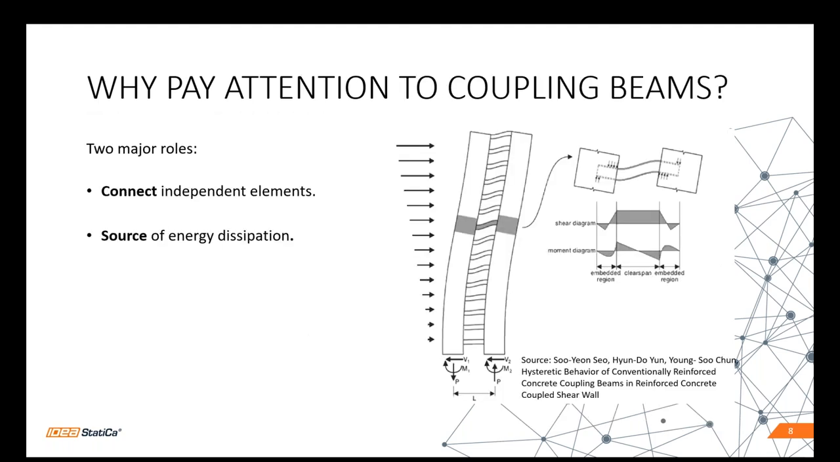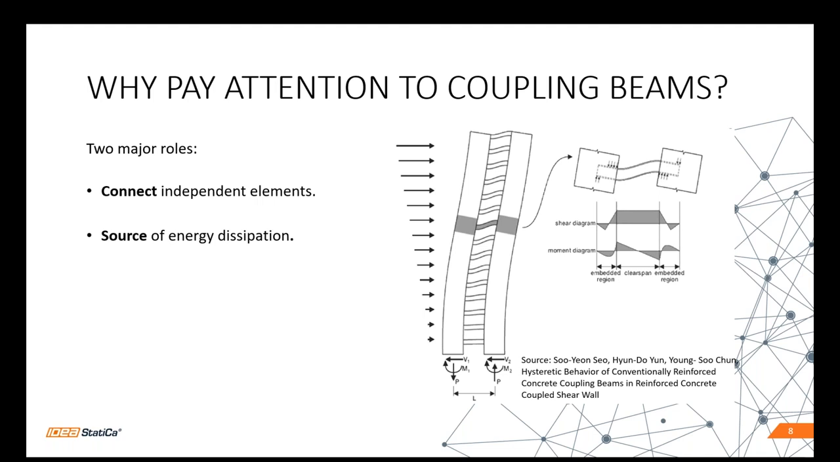And why should we pay attention to coupling beams? Because they have two major roles. The first major role is that they connect independent elements. If we do not have a model with coupling beams included, then the shear wall will be divided into two separate shear walls, and they will act independently. So the first shear wall will transfer the majority of the horizontal load. They will move independently. So then the results won't be satisfying. That's why it's really important to include these coupling beams, because they can significantly increase the moment of resistance.